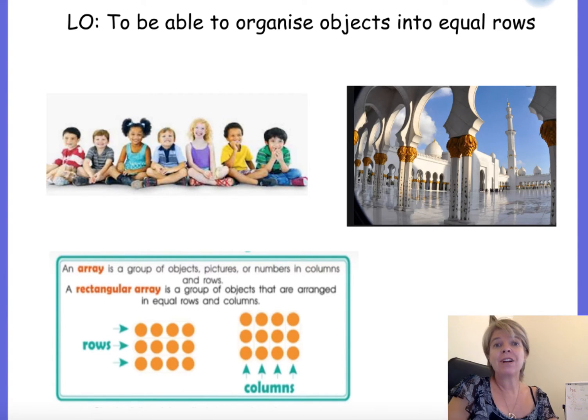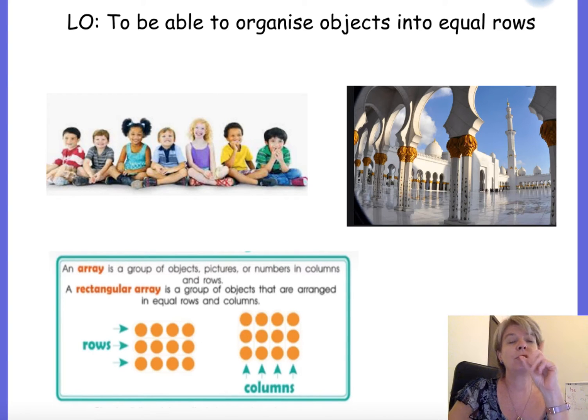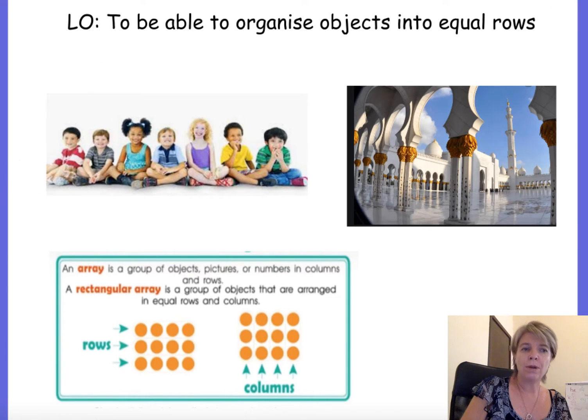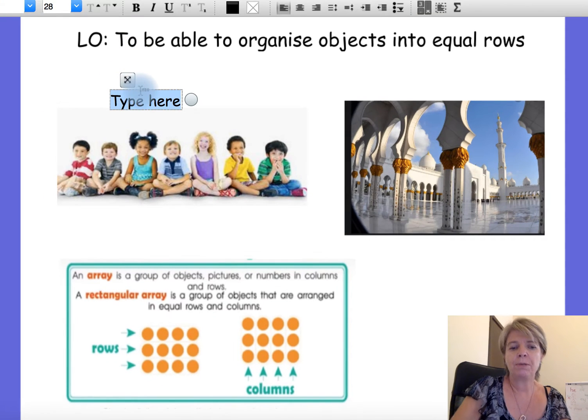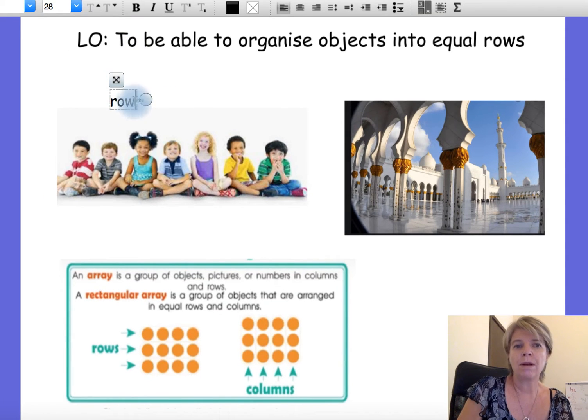But before we carry on, we need to learn two words. The two words are row and column, because today we're going to start looking at what's called an array, where we put our objects into a pattern like this. And then we're going to talk about rows. So I want to show you the difference between a row and a column. Let's have a look.